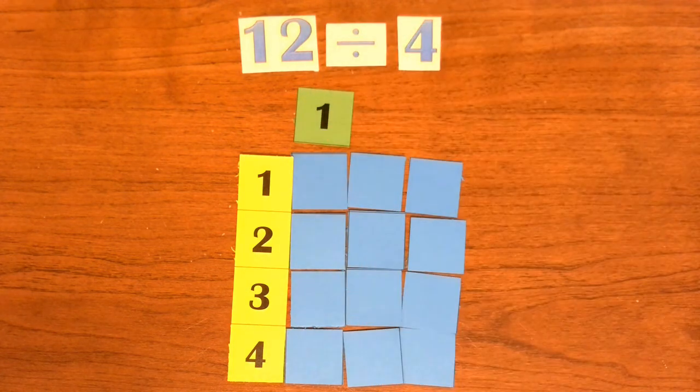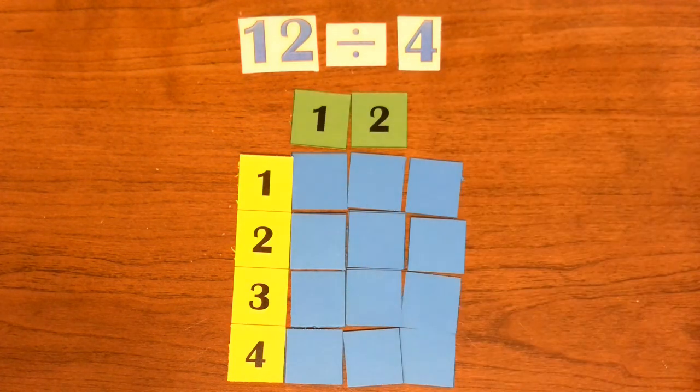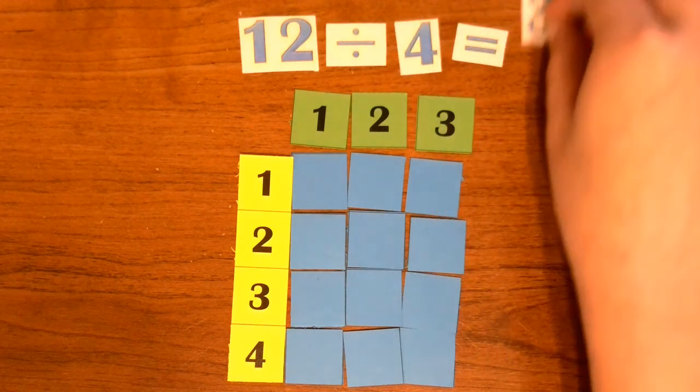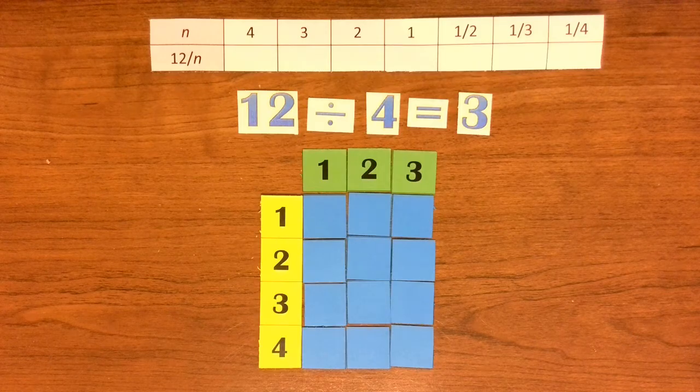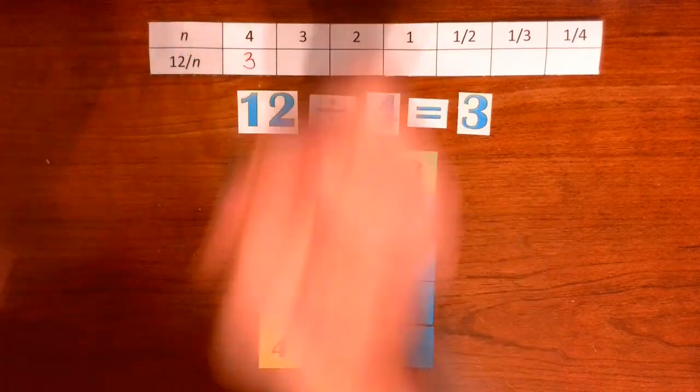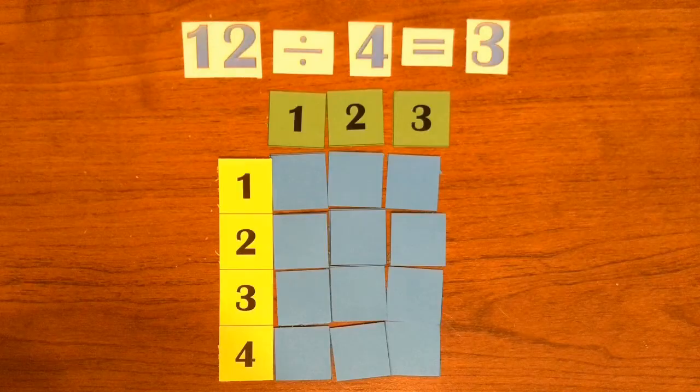We have 1 column, 2 columns, and 3 columns. Therefore, 12 divided by 4 is equal to 3. Therefore, when n is equal to 4, 12 divided by n is equal to 3. The definition of division is that it is the opposite of multiplication.